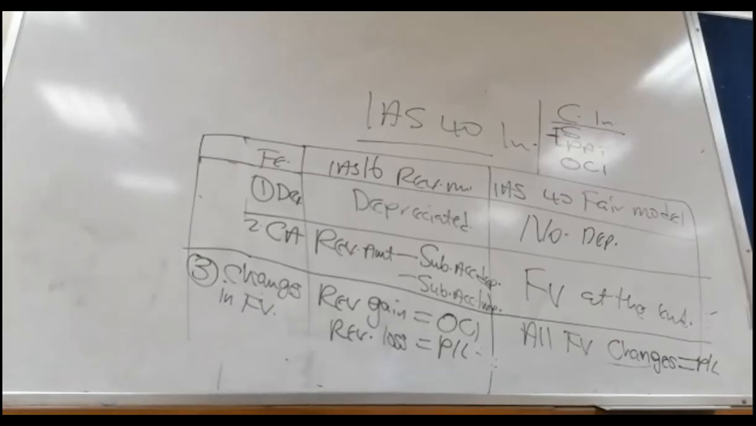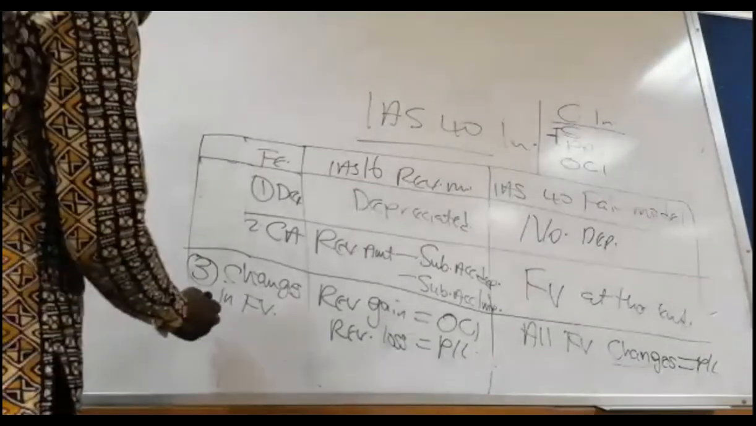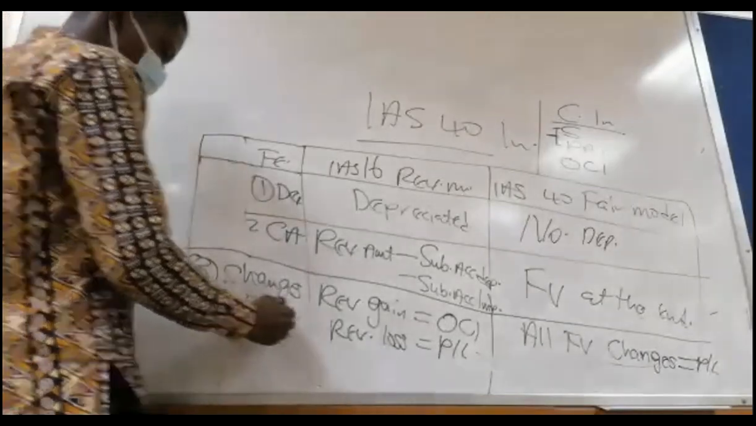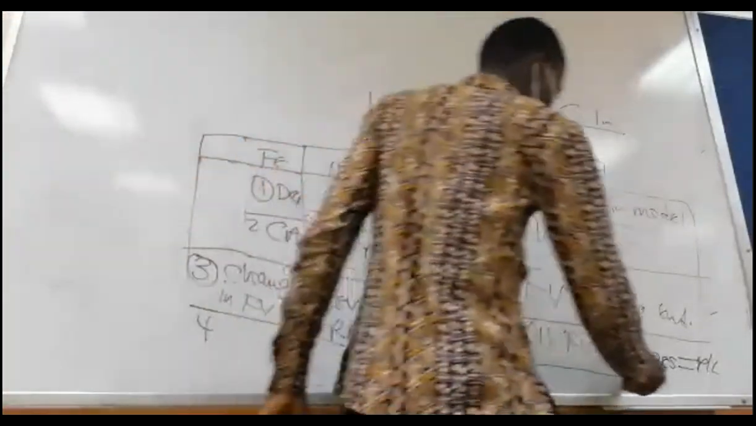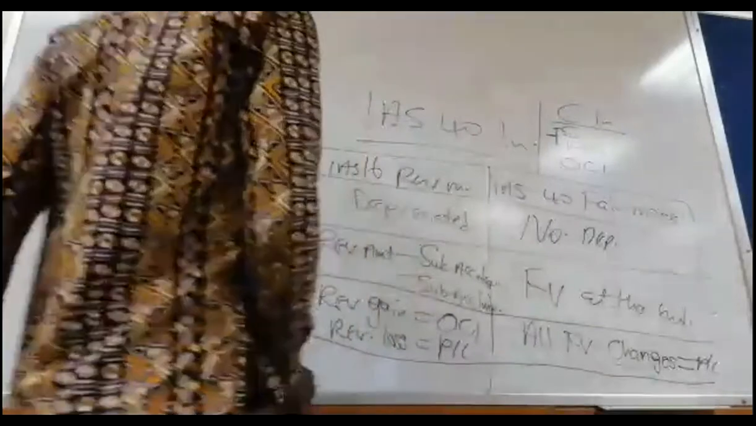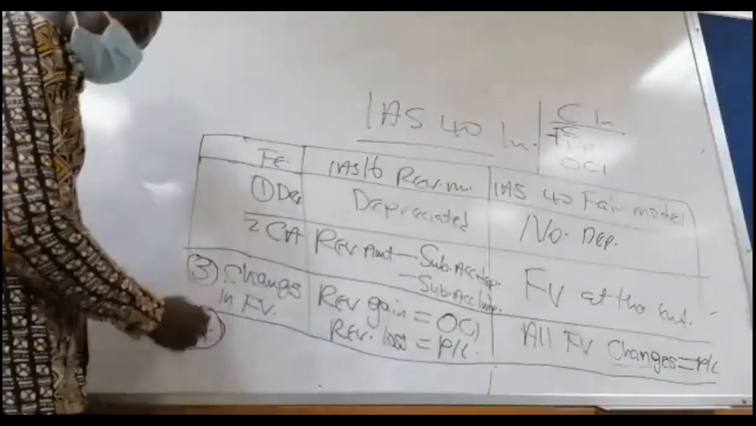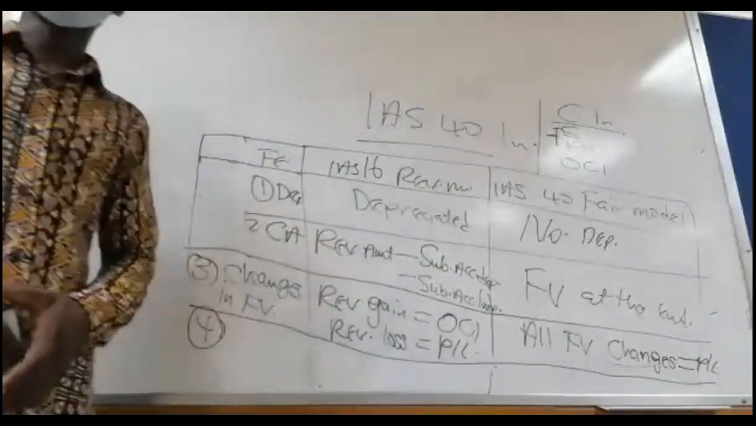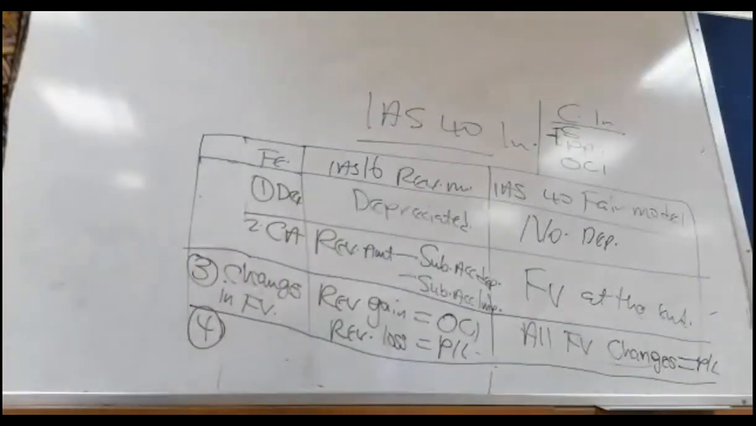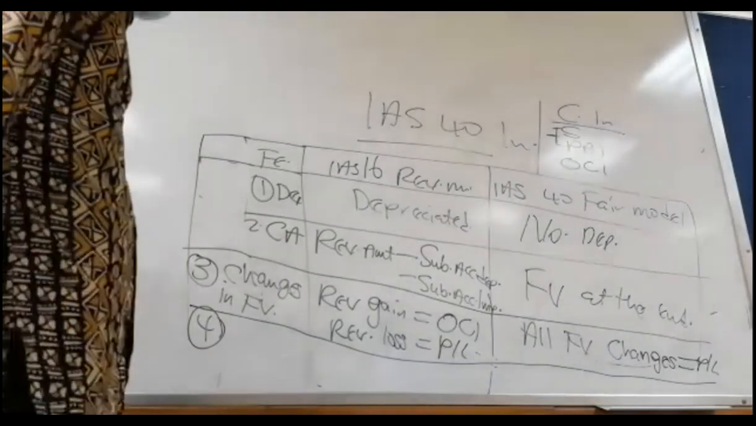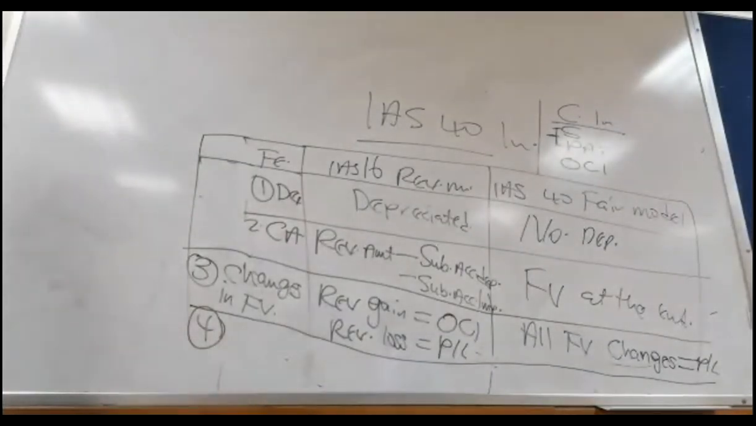Now let's look at the last point, and then we close the chapter on the differences and go ahead and solve this question. Point number 4. The difference between the revaluation model and the fair value model.